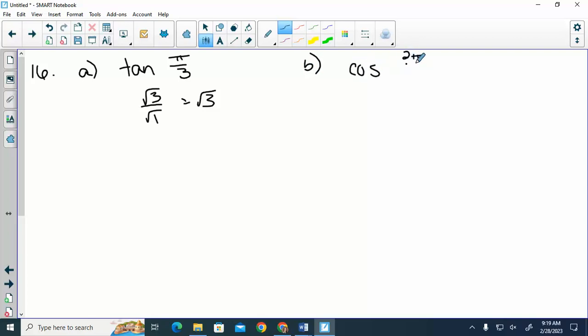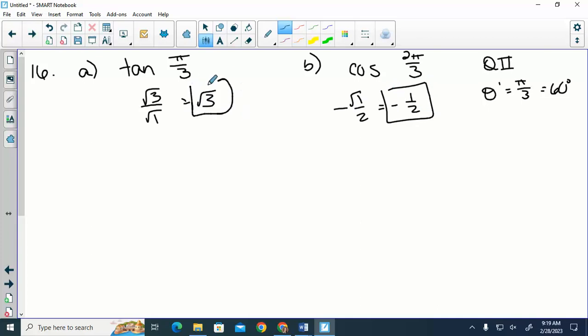Cosine of 2 pi over 3. Okay, so if you filled out a circle, you can look at that and use it to help you, but without a circle, we can think, what quadrant is 2 pi over 3 in? Reference angle is pi over 3, which we know is the same as 60. In quadrant 2, back to our all students take calculus. Sine is positive, so cosine would be negative. 60 degrees. So cosine is square root of the bottom over 2, so square root of 1 over 2, so negative 1 half. C.